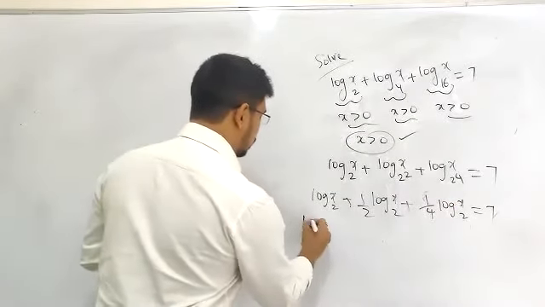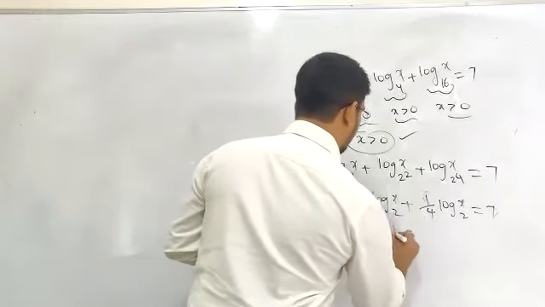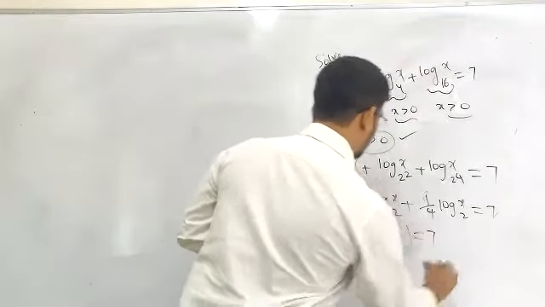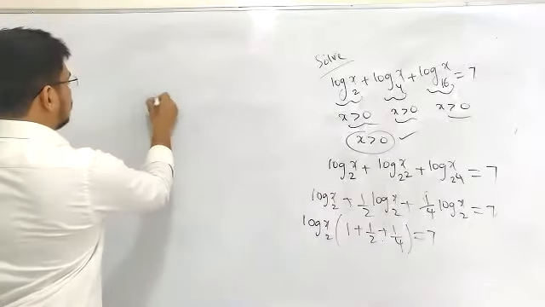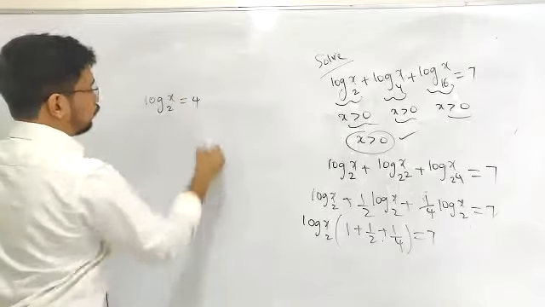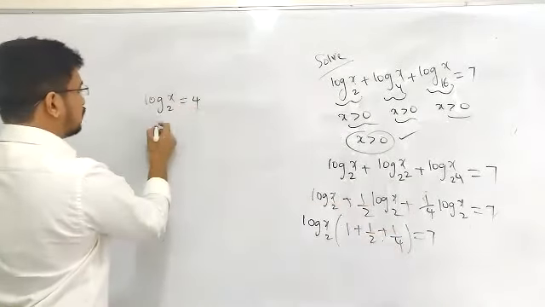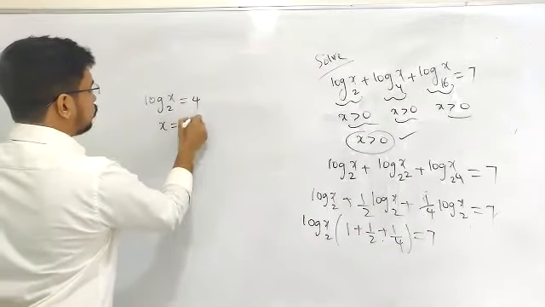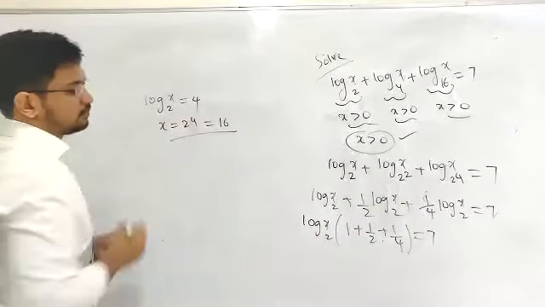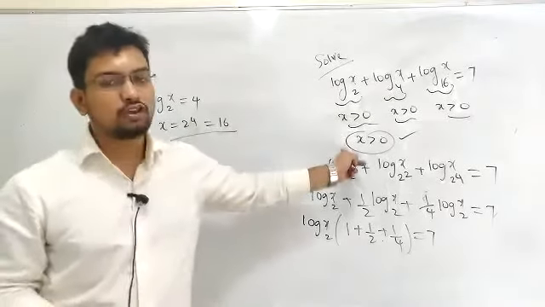Finally, what you'll be getting? Log x to the base 2 into 1 plus 1 by 2 plus 1 by 4 is equal to 7. So from that you will be getting log x to the base 2 into 7 by 4 is equal to 7. So 7 and 7 will get cancelled out. You'll get log x to the base 2 is equal to 4. So x is equal to 2 power 4, which is 16. Now you see whether 16 belongs to this domain or not.